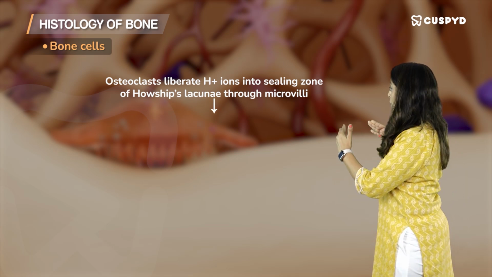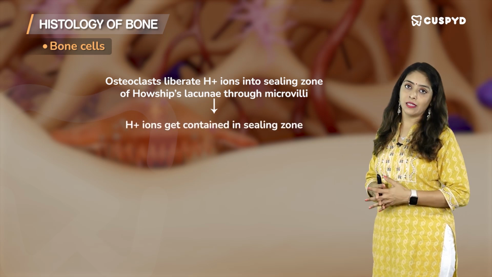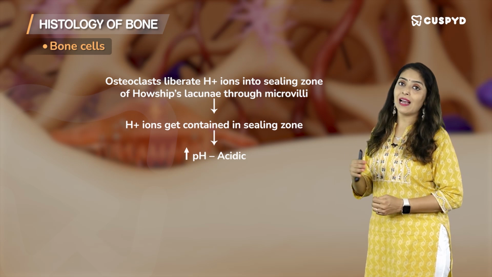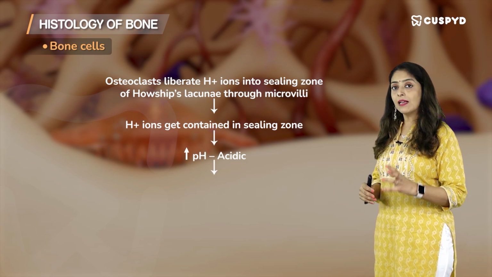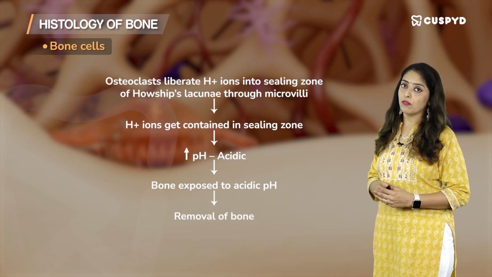And because it has produced a sealing zone, all the hydrogen ions get contained in that area, lowering the pH of that area to a very acidic pH. And as the bone gets exposed to the acidic pH, then there will be removal of bone.